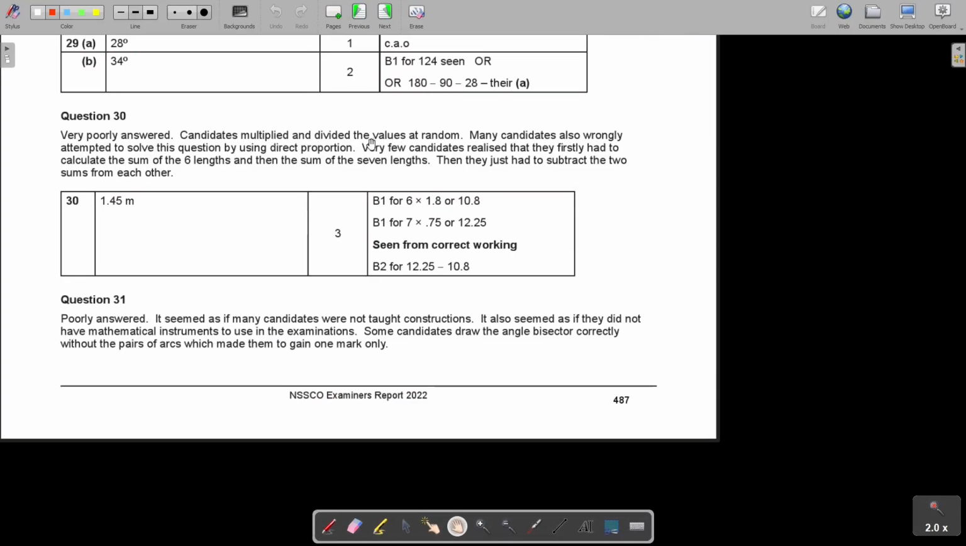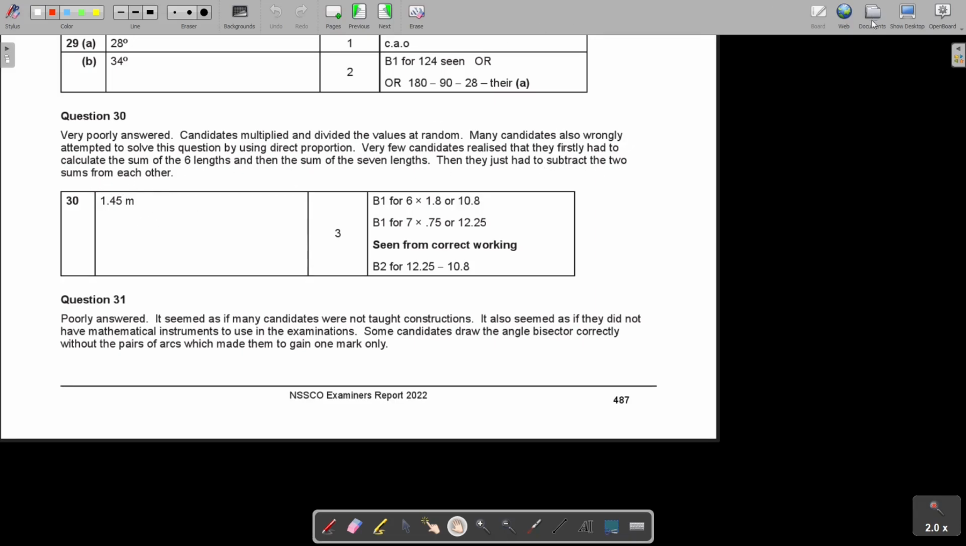Candidates multiply and divide the values at random. Many candidates also wrongly attempt to solve this question by using direct proportion. Very few candidates realize that they first had to calculate the sum of 6 lengths and then the sum of 7 lengths, like we did. Then they just had to subtract the 2 sums from each other and that was the height.